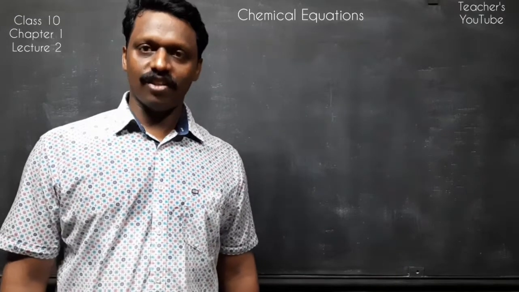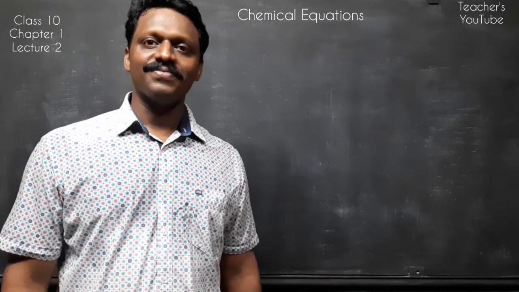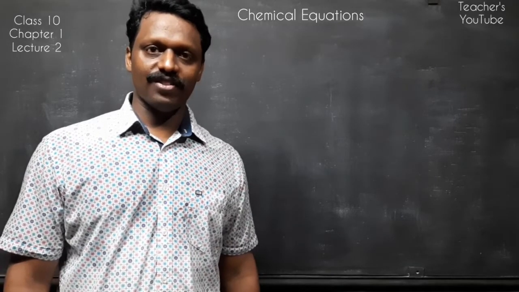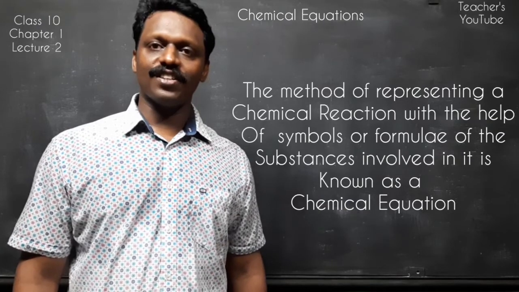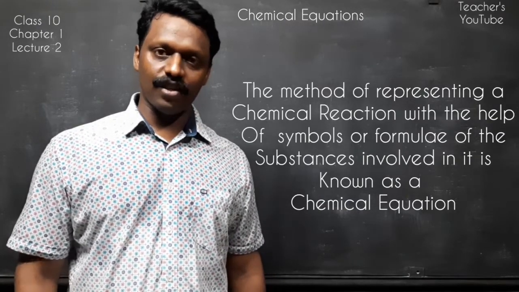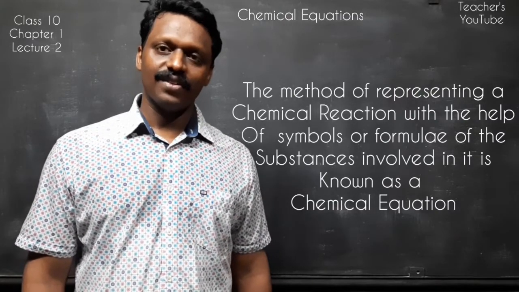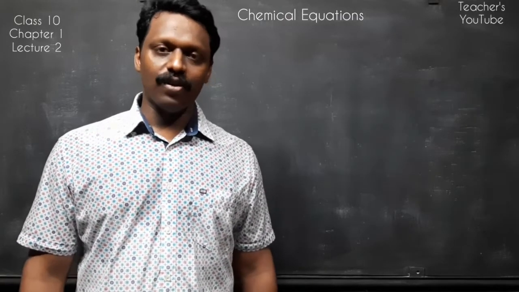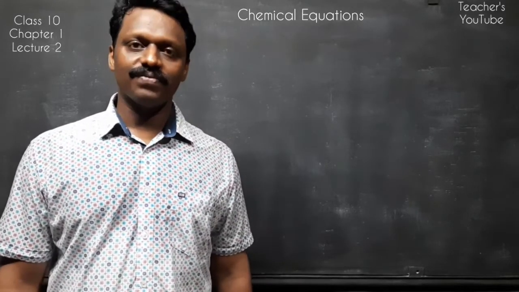Welcome to teachers. This is the second video of the first chapter of chemistry of class 10. We will discuss chemical equations. The method of representing a chemical reaction with the help of symbols and formulae of the substances involved is known as a chemical equation. Let us take one example to understand the meaning of a chemical equation clearly.